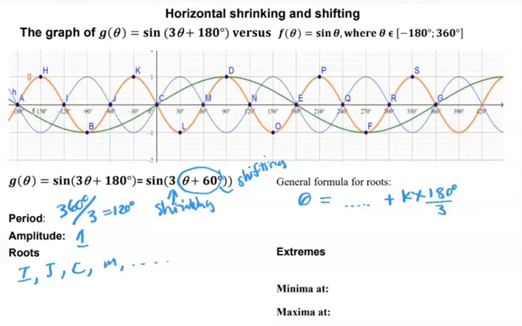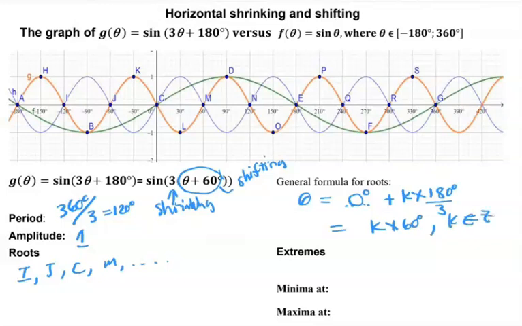because the shifting happened to coincide with the shrinking, because 180 divided by 3 is 60 degrees, and the shifting was also 60 degrees. So in this case we can leave the theta there, or we can leave the 0 there, or we can leave it out altogether. So the general formula is then just k times 60 degrees, where k is an element of Z.